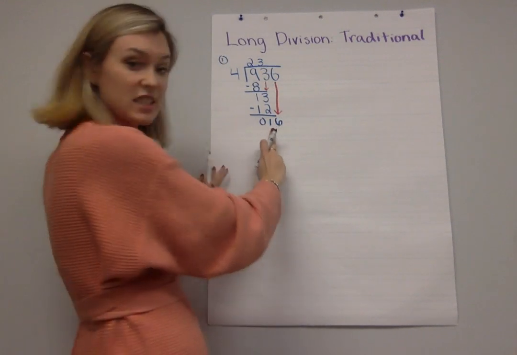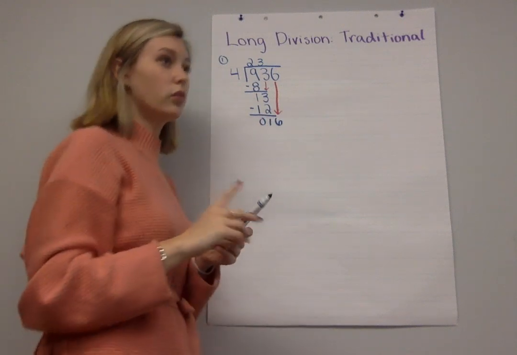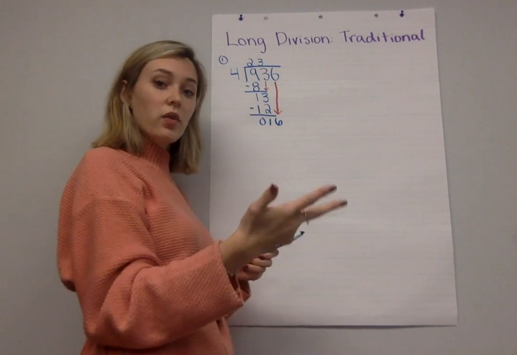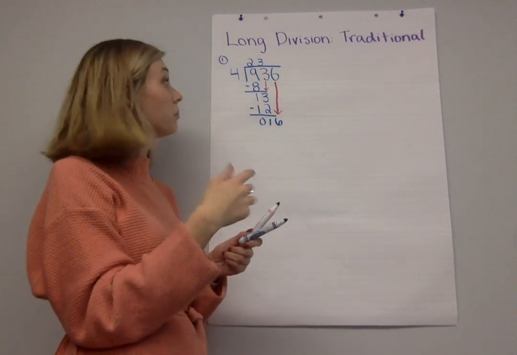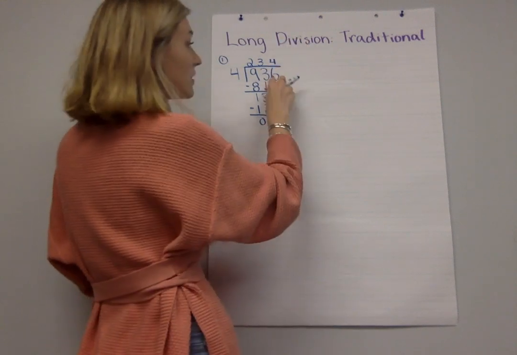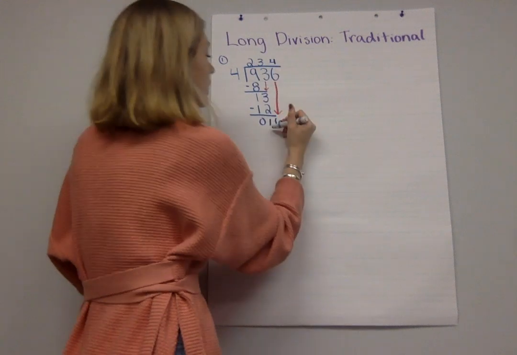So now I have 16 instead of just 1. 4 into 16. 4 times 1 is 4. 4 times 2 is 8. 4 times 3 is 12. 4 times 4 is 16. That goes in perfectly. So I bring my 4 above the 6 because that's now the place value that I'm working at. 4 times 4 is 16.